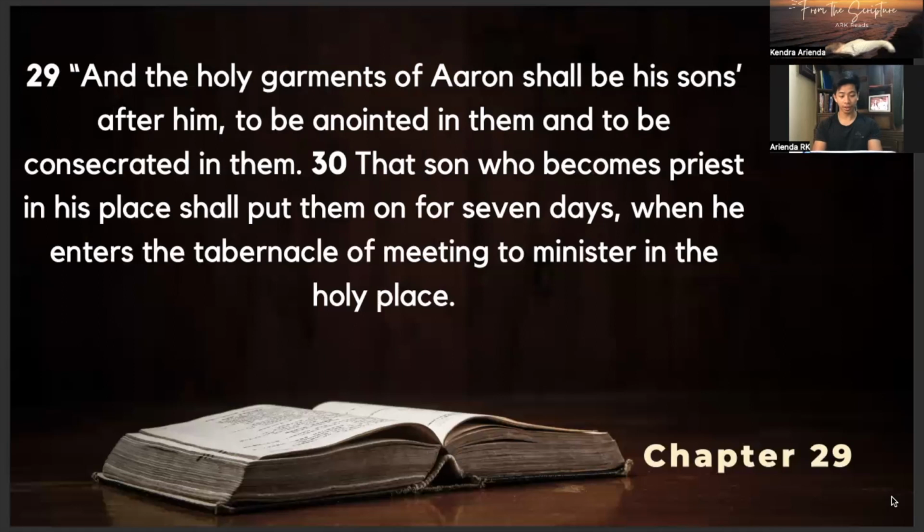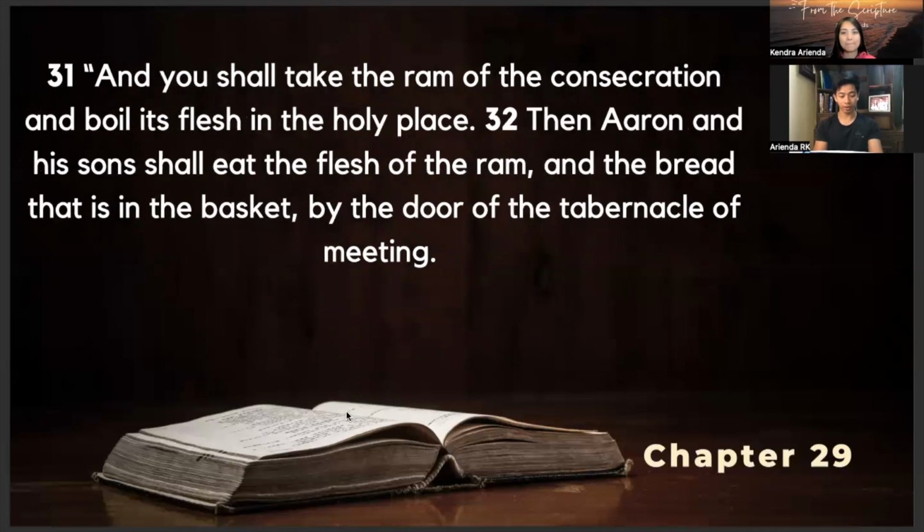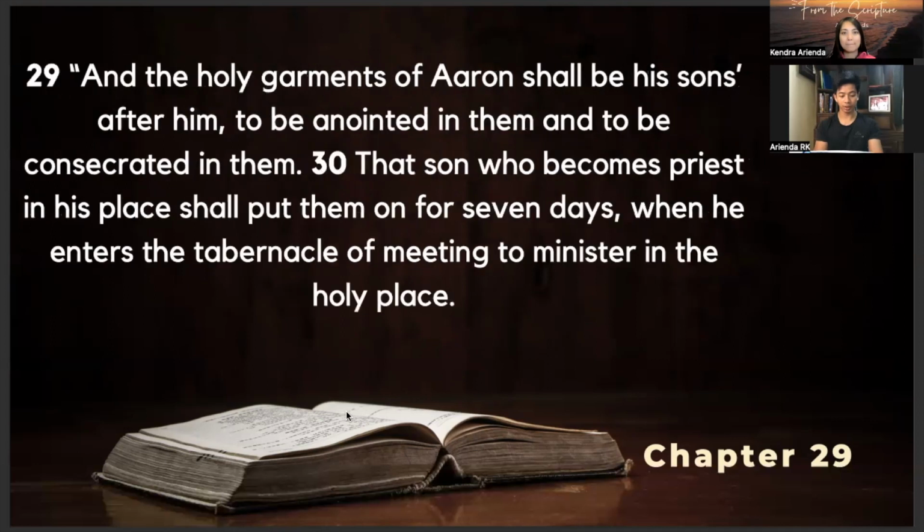And you shall take the ram of consecration and boil its flesh in the holy place. Then Aaron and his sons shall eat the flesh of the ram and the bread that is in the basket by the door of the tabernacle of meeting. They shall eat those things with which the atonement was made, to consecrate and sanctify them. But an outsider shall not eat them, because they are holy.